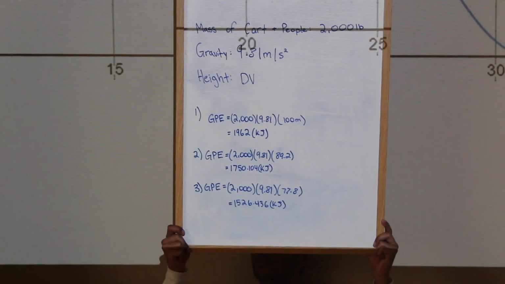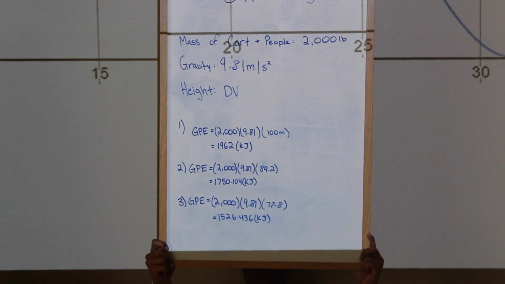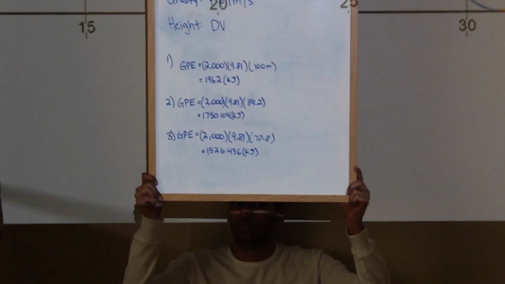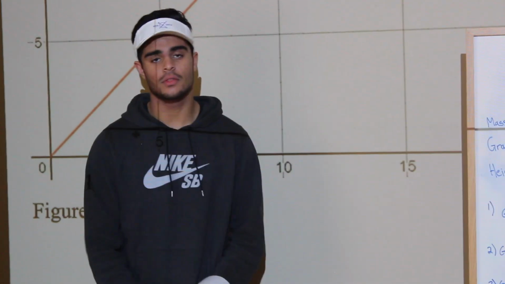So that comes out to a gravitational potential energy of 1,962 kilojoules. And as you can see, for the next local max, located right around here, the gravitational potential energy is 1,750.104 kilojoules. And then at the next local max, right around there, the gravitational potential energy is 1,526.436 kilojoules. Gravitational potential energy is the source for the rest of the energy that will be used on the roller coaster. For more on that, here's Ambesh.